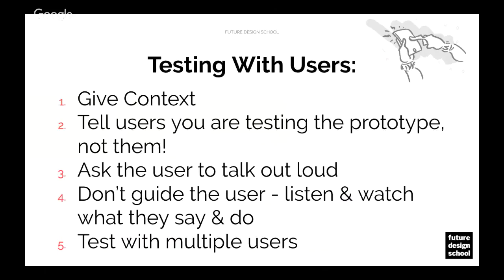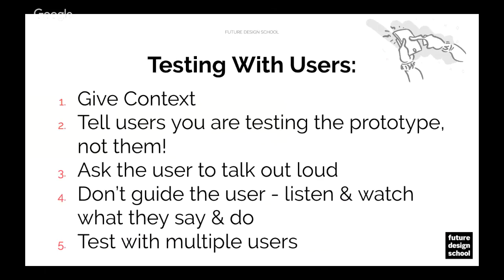You want to ask the user to talk out loud. So this is a great way for you to jot down any key pieces of information. If they're saying things like, I'm not sure how this works, or I don't know what to do next, or I don't know what this piece is for, that's some very key insights that you want to jot down. You also don't want to guide the user, so you want to listen and watch what they say and do. So again, if they are interacting with a product and they keep going to one piece of the product that doesn't really match anything, you want to make note of that to show this is not something that they have worked with. And then you also want to test with multiple users.